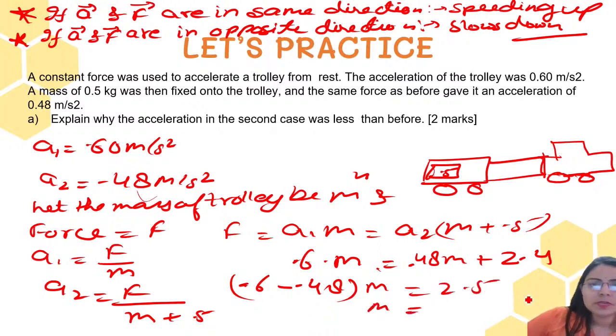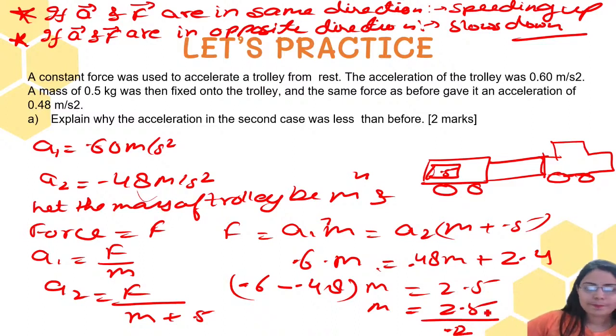So M is equal to 0.24 upon 0.6 minus 0.48. How much will be the value? Sorry, 0.6 minus 0.48 is 0.12. So the mass will be equal to 0.25 upon 0.12, and that will be around 2.08. The value is 2.08 kilograms, the mass of the trolley.